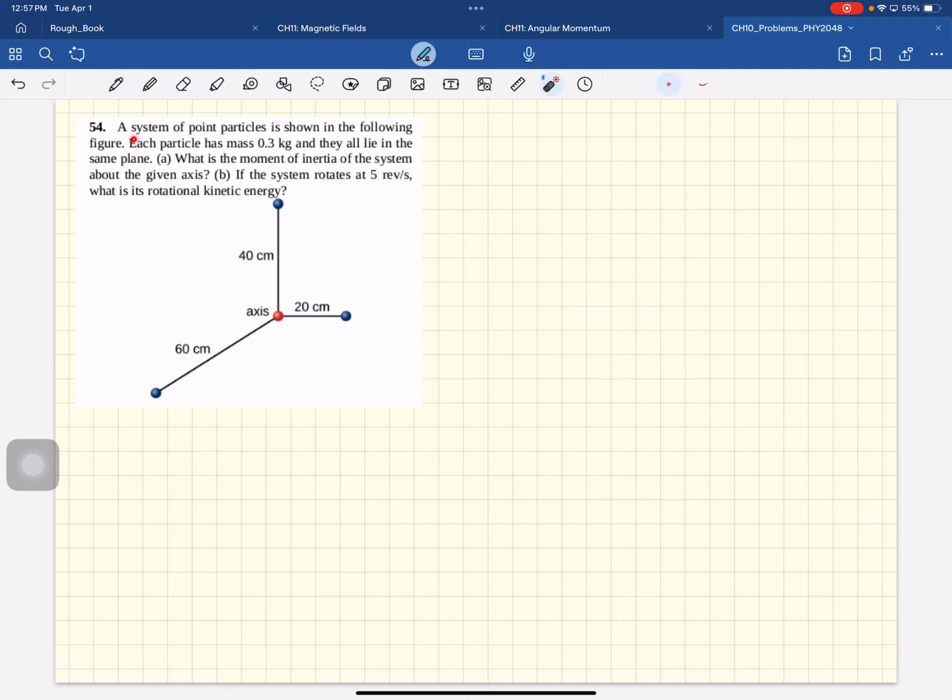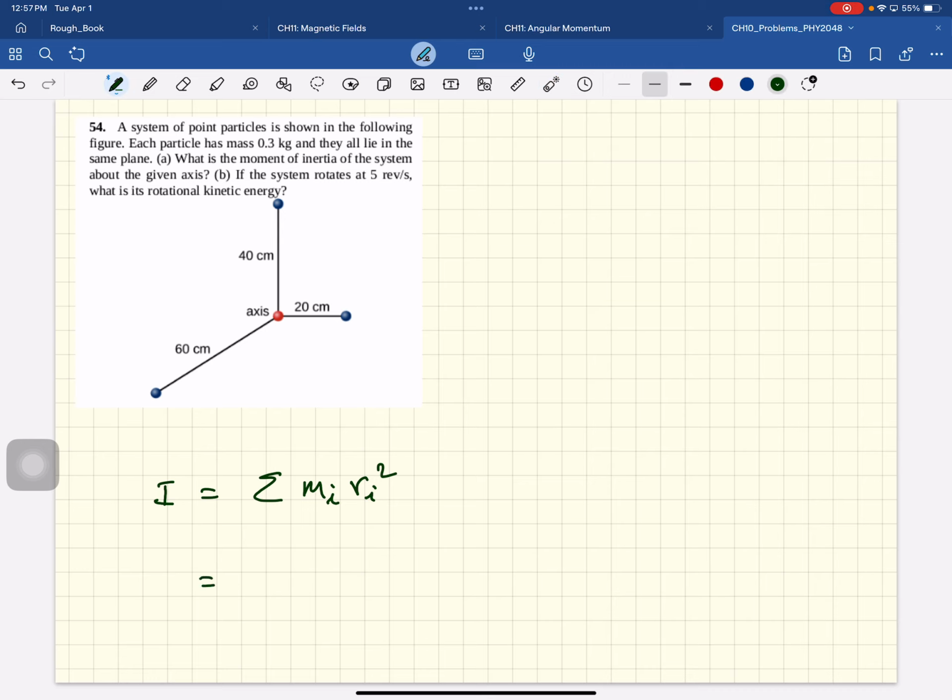This says a system of point particles is shown in the following figure. Each particle has mass 0.3 kg and they all lie in the same plane. What is the moment of inertia of the system about the given axis? The axis is there, perpendicular to that plane going through that point. The moment of inertia is given by this formula, the sum of mi ri squared. M is the mass of each particle, and ri is the distance from the axis of rotation. And you sum over all particles.